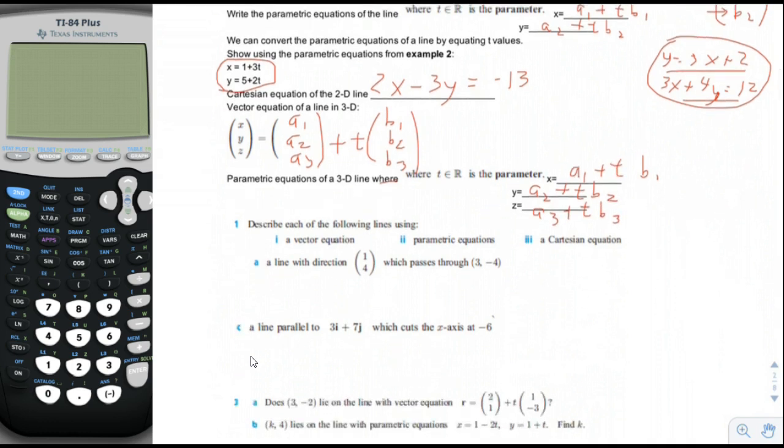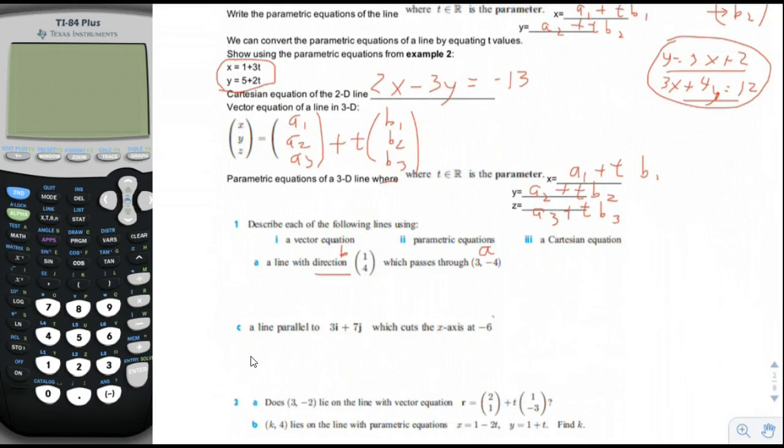Number 1. Describe each of the following lines using a vector equation, parametric equations, and a Cartesian equation. So first, a line with direction (1, 4), which passes through (3, negative 4). Okay, so which one is a and which one is b? Well, the direction is b, and the point on it is a.